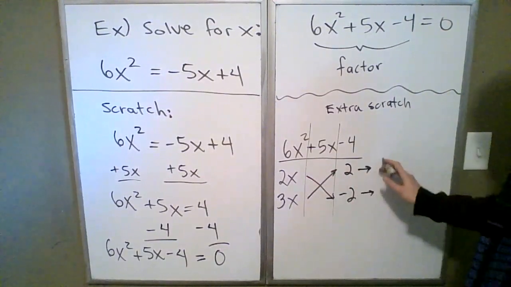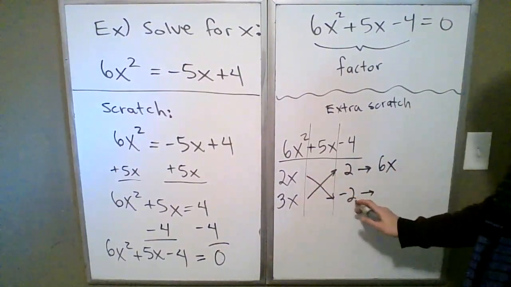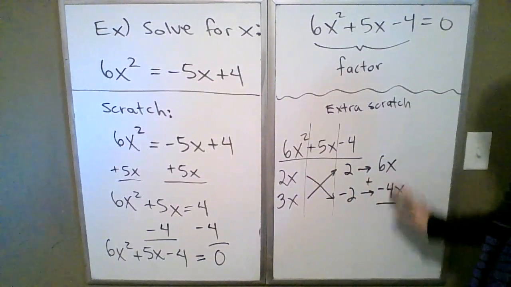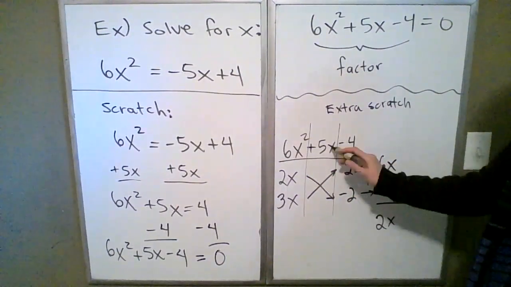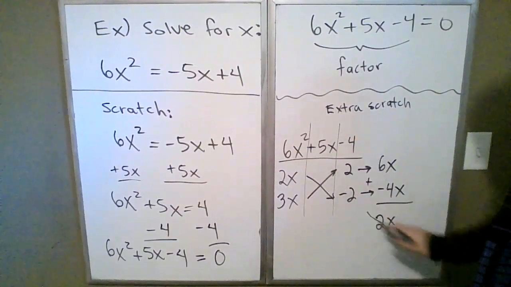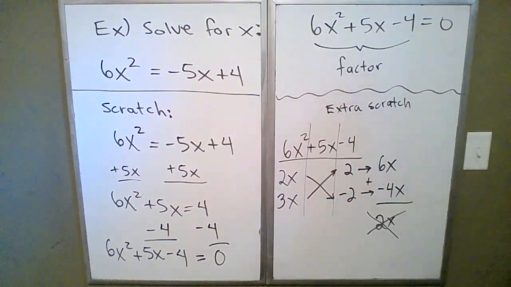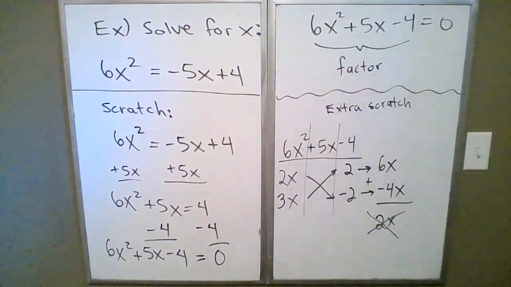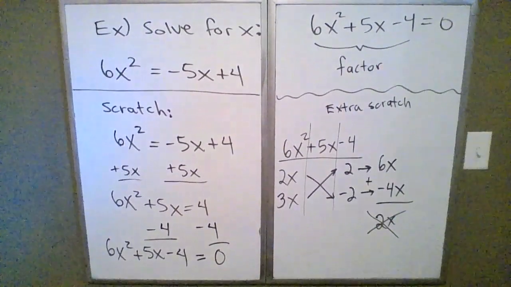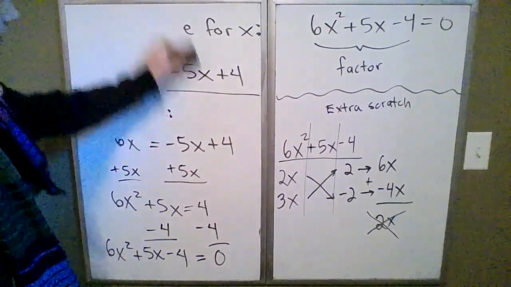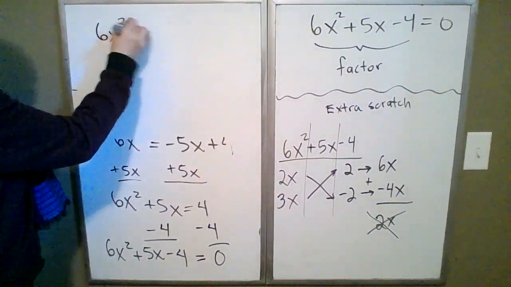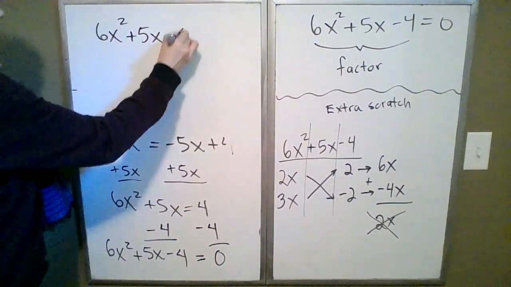Okay, this would be 6x. This way you'd get a negative 4x. If you add those together, there'd be 2x. And I want my middle term of 5x, so it's not going to be the right guess. Give it another shot. Trying to just factor this side somehow. Okay. 6x squared plus 5x minus 4.